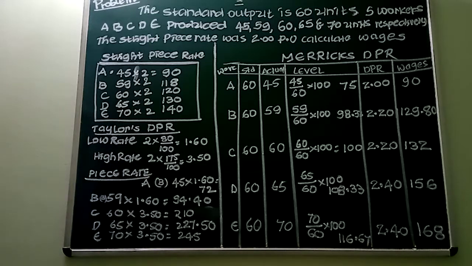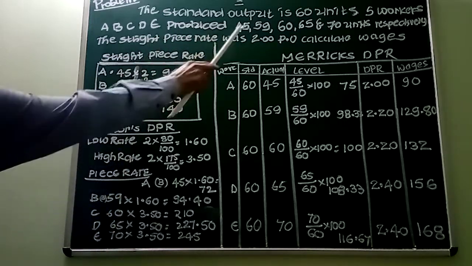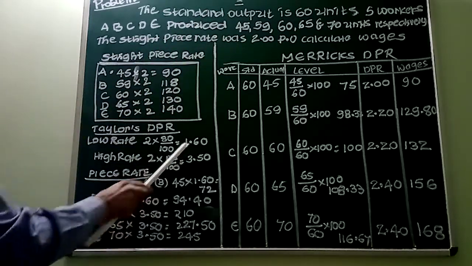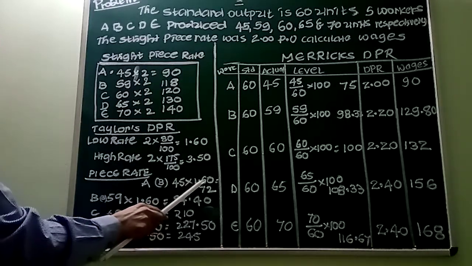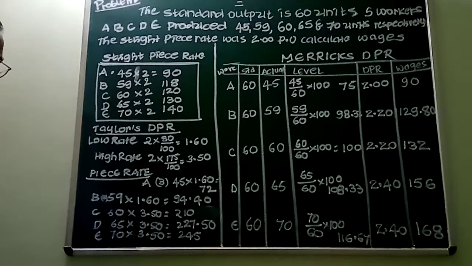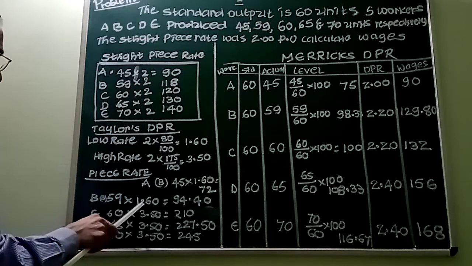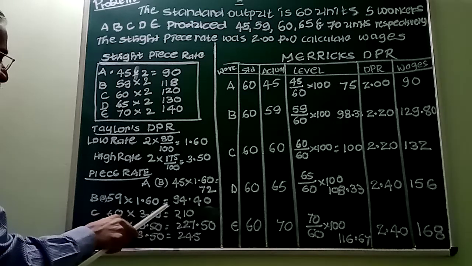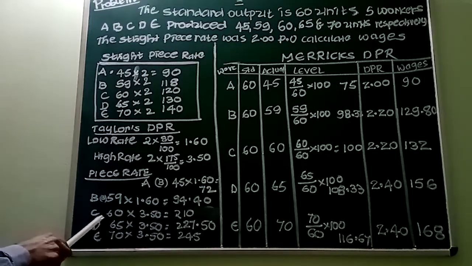So take for example A, he has produced only 45 units. He is below the standard. So he gets only 1 rupee 60 paisa. So 45 into 1 rupee 60 paisa is equal to 72. Coming to B, he has produced only 59 units. He will also get only at the rate of 1 rupee 60 paisa, that is equal to 94 rupees 40 paisa.